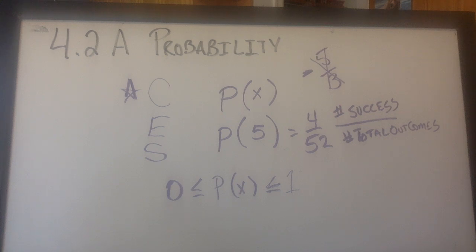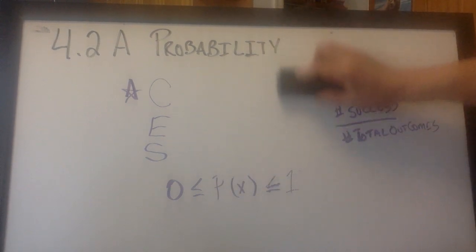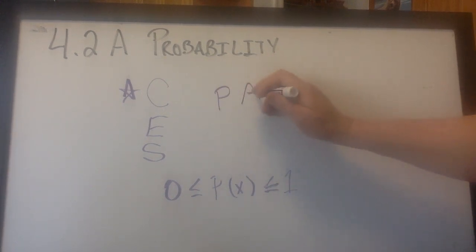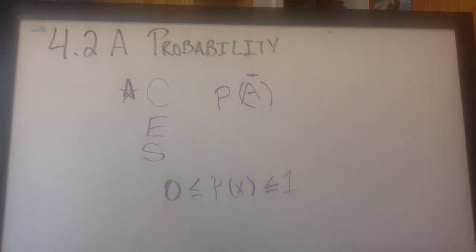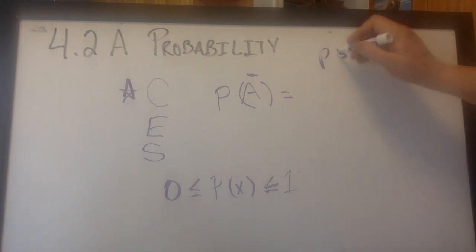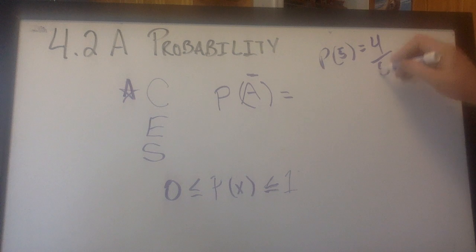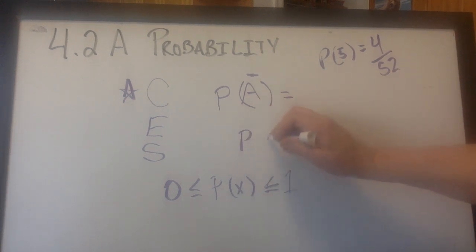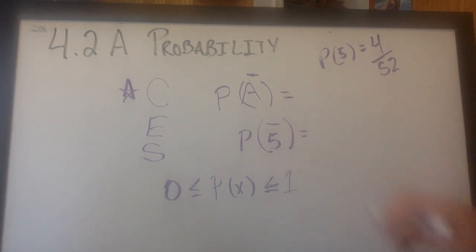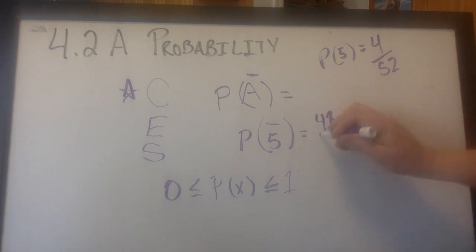Okay? The next thing we really want to talk about quickly is something called the complement of a probability. So the complement looks like this: the probability of A with a line over it. That means not A. So if the probability of picking a 5 is 4 out of 52, what's the probability of not picking a 5? Well, how many not 5s are there? There are 48 out of 52.